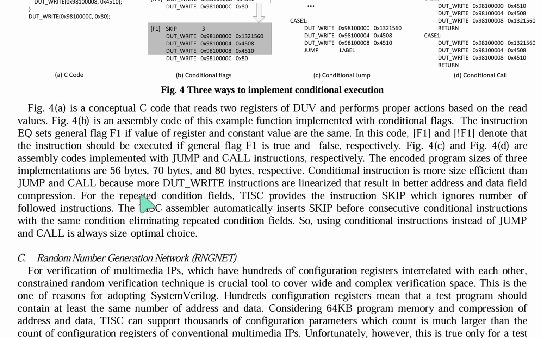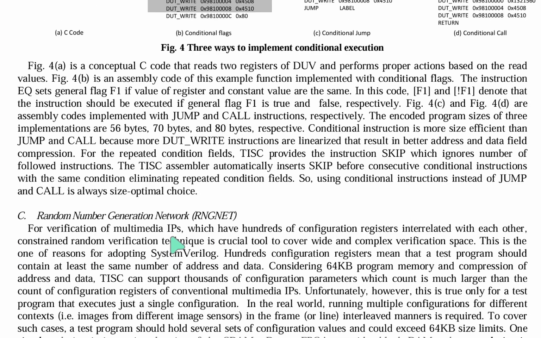For the repeated condition field, TISC provides the instruction skip, which ignores a number of following instructions. The TISC assembler automatically inserts skip for consecutive conditional instructions with the same condition, eliminating the repeated condition field. So using conditional instructions instead of jump and call is always a size-optimal choice.